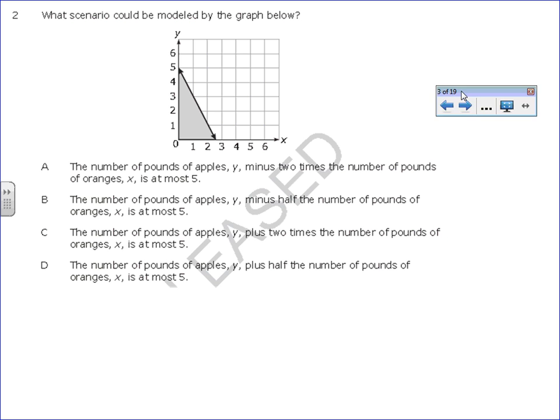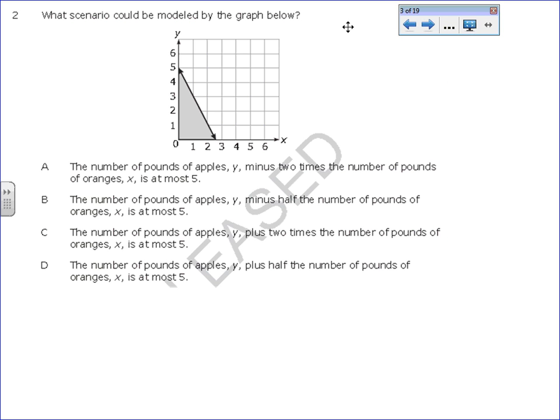The next one says, what scenario could be modeled by the graph below? The first thing I should do is write an equation. I realize that my y-intercept is 5. I can see that it's going through these corners. So that's telling me that I went down 2 and over 1. So I know that this equation is y equals negative 2x plus 5. I didn't put a symbol in there because I know it's an inequality symbol because of the shading. It's shaded below, so it needs to be less than. And because it's a solid line, it's or equal to. So that is the equation of the picture.